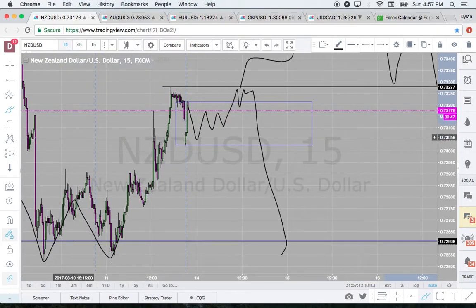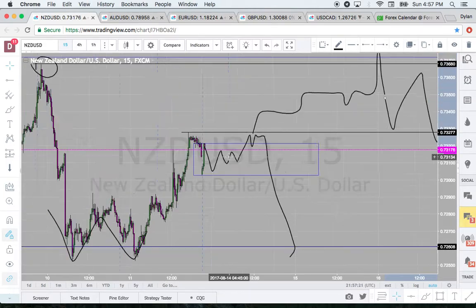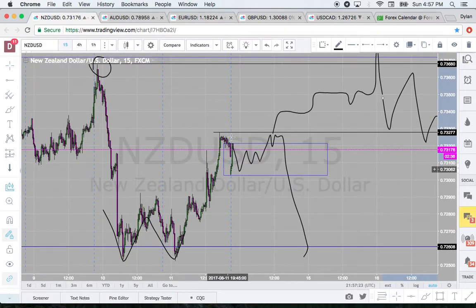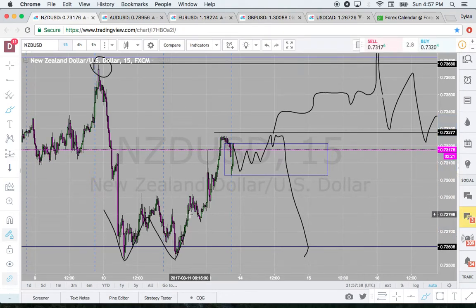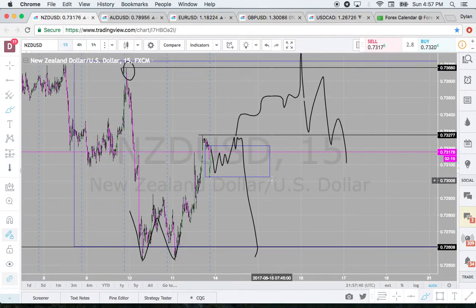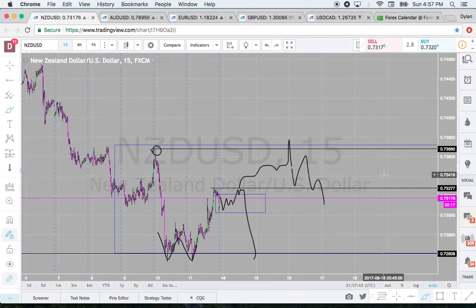So yeah, we could definitely see this spike to the high happen even before London session, possibly within the hour, and price could just spike up like this and then make its way down to the low like we're expecting.